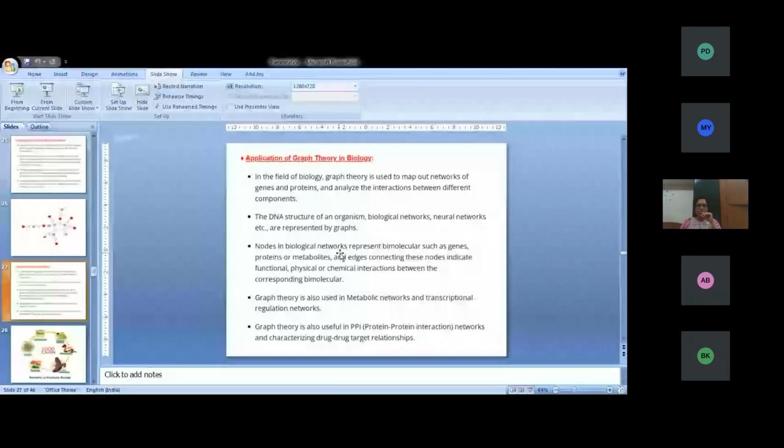Nodes in biological networks represent biomolecules such as genes, proteins, and metabolites. And edges connecting these nodes indicate functional, physical, and chemical interactions between the corresponding biomolecules. So we are connecting these nodes, genes and proteins, by the edges, which give the functional and chemical interaction between molecules. Graphs are also used in metabolic networks and transcriptional regulation networks. Graph theory is used in PPI, that is protein interaction networks, and in drug-target relationships. So we are using graph theory for protein interactions also.